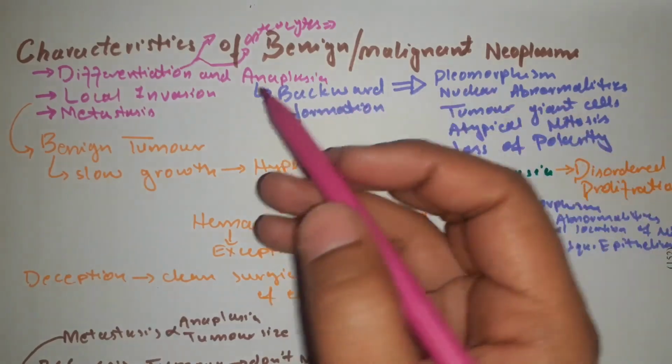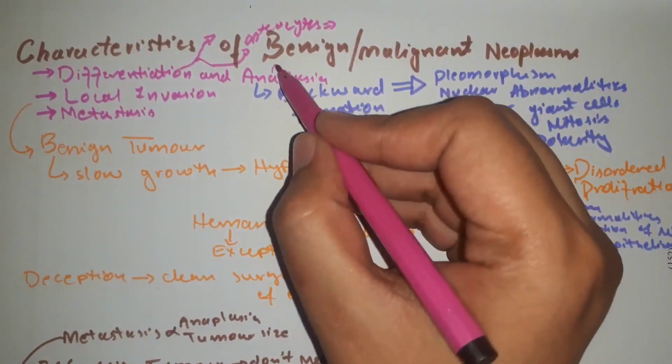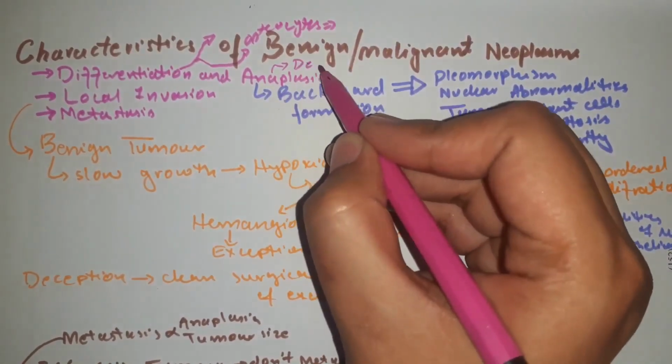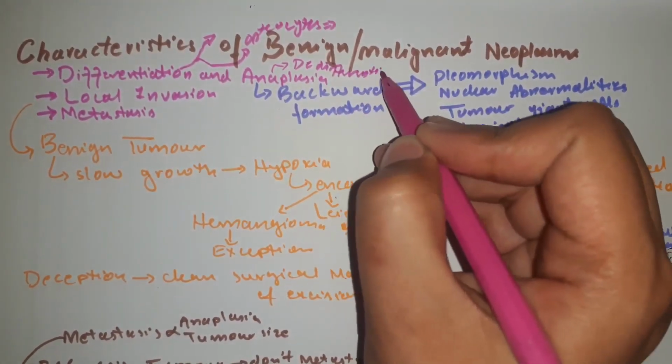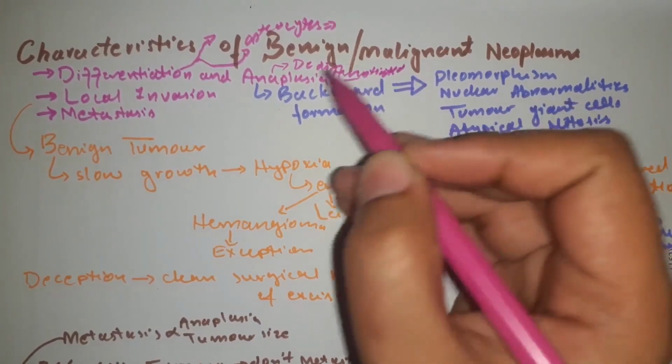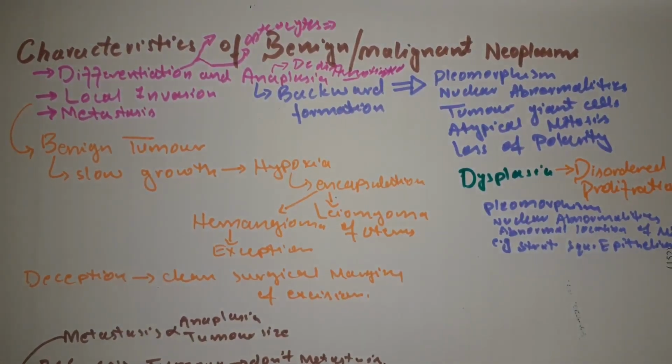So anaplasia is also regarded as de-differentiation. It means that a cell was differentiated and later on it led to undifferentiation, or de-differentiation. This is called anaplastic change, and the tumors which lack differentiation are called anaplastic tumors. So what does it mean that a tumor is anaplastic? It means that tumor cells are not differentiated, and are not committed to perform a specific function.